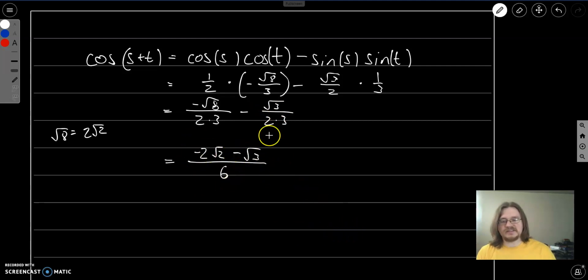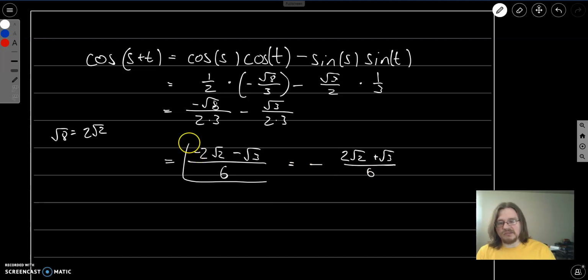So this would be about as simple as I can make it. I think maybe the only thing that I might do is just pull out a negative sign and just say that it's 2 root 2 plus root 3 over 6, and we're making the whole thing negative. I think both of these would work.